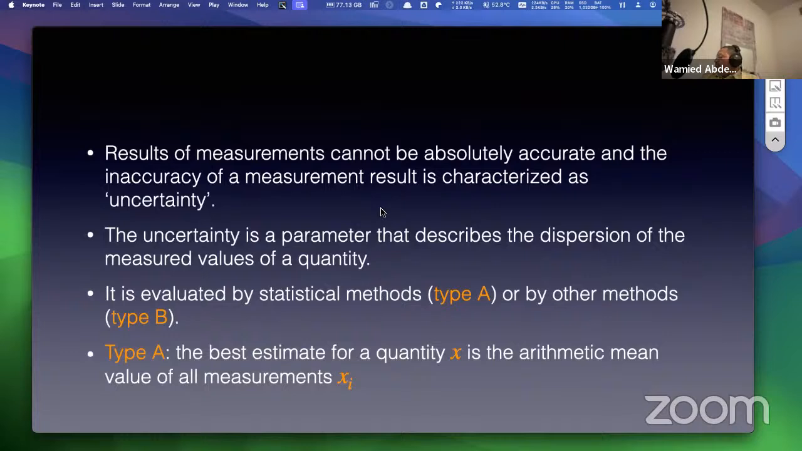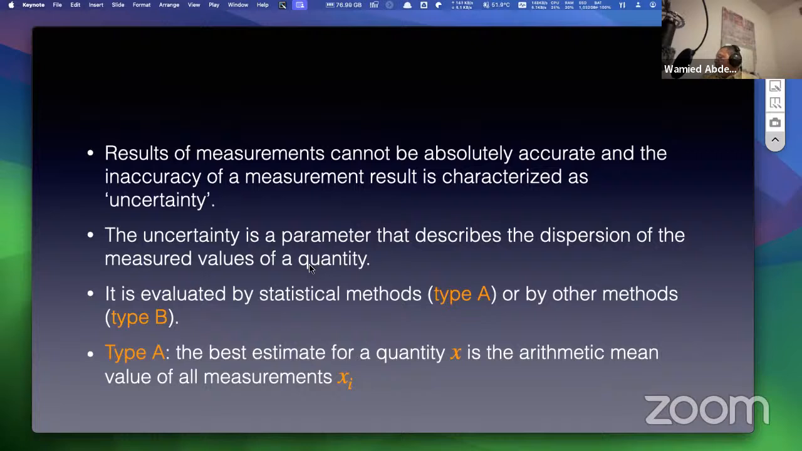Results of measurements cannot be absolutely accurate, and the inaccuracy of a measurement result is characterized as an uncertainty. We want to measure a dose. Yes, we got the dose, but it might not be the true value. We have some doubt on the measurement we obtained, so we attribute an uncertainty or confidence level, how confident we are of our measurement. So that's what we mean by uncertainty.